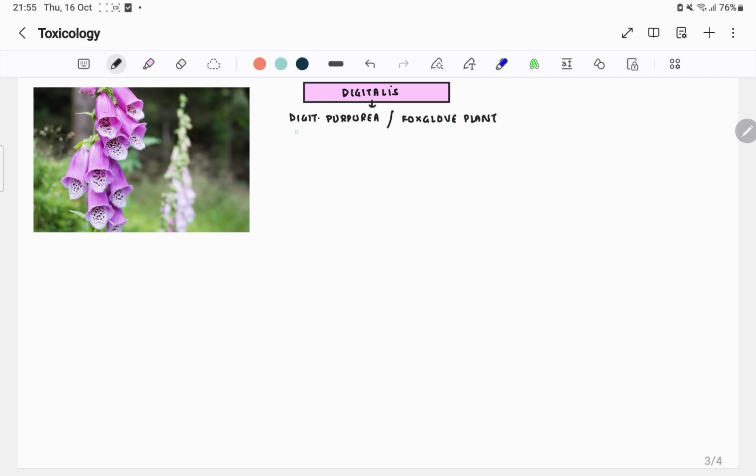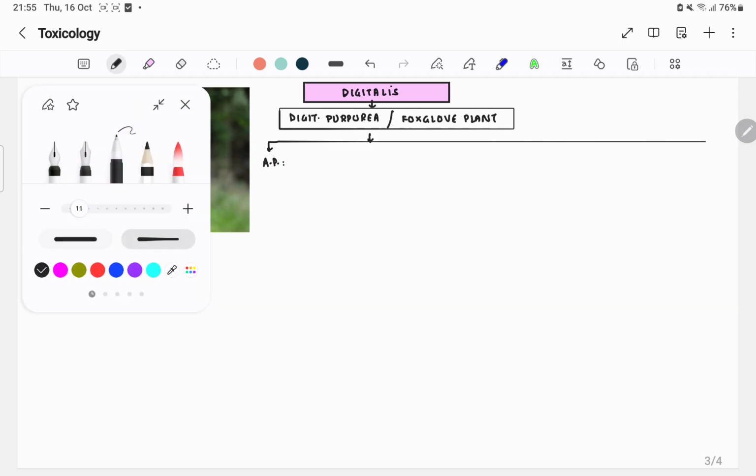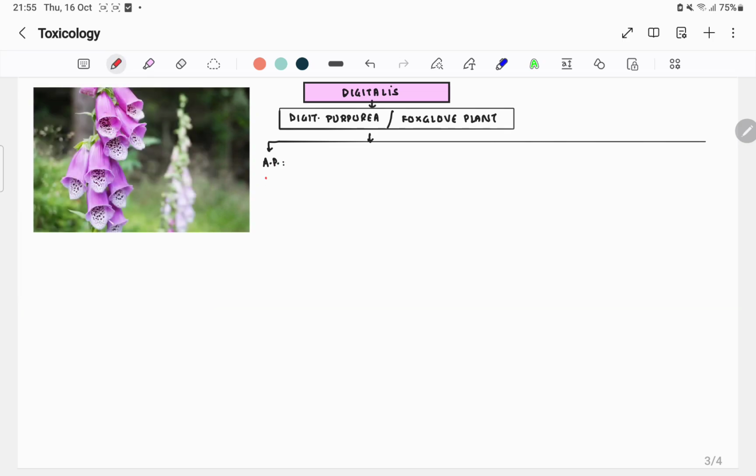And basically you have a drug which is very famous, and the active principle is that drug only. The active principle is basically digoxin. You must have heard this in your cardiac pharmacology. Digoxin is nowadays not much used because of many side effects.